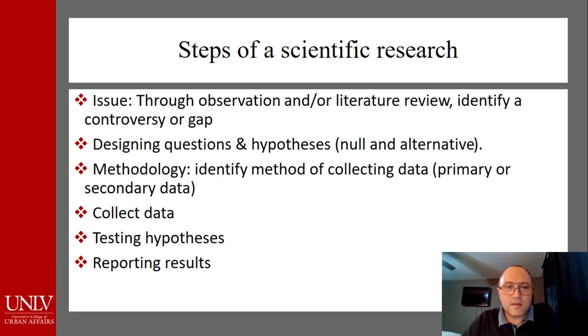The first one is stating the issue. An issue can stem from observations and literature review. We already talked about urban resilience and urban problems. We can consider urban problems and urban resilience to find the research question. Also, a research question can come from the literature review.